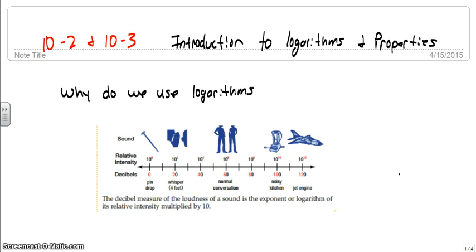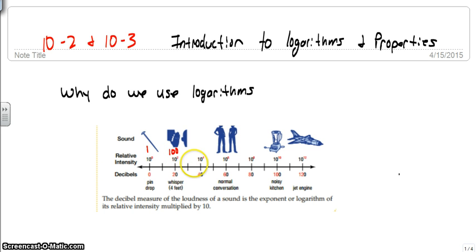If you look at the intensities, you have the relative intensity and the decibels here. This is of sound. And if you look, we got 10 to the 0, and then each one goes up by a power. You got 10 to some power. So 10 to the 0, 10 to the first, 10 squared, 10 to the third, 10 to the fourth, and so on, and on and on. So if you look, 10 to the 0 is 1. 10 squared is 100. So we went up 2 spaces, but we went up 100.